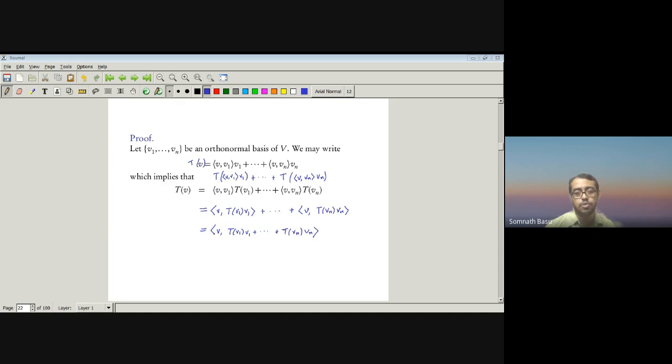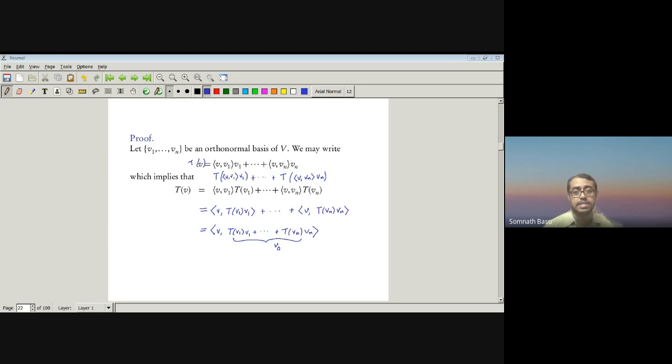Is everybody okay with this? But you see, what is this telling you? This is telling you that TV is V dot this thing, right? And this thing is independent of V entirely. So given V, any V, T of V is the inner product of V with this vector. So this is what I call V0.